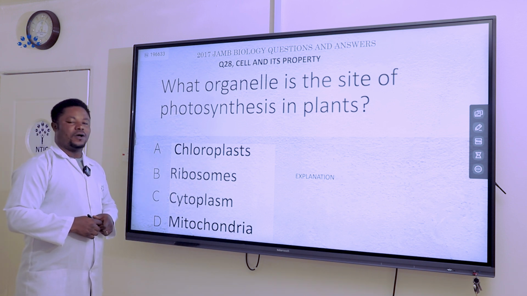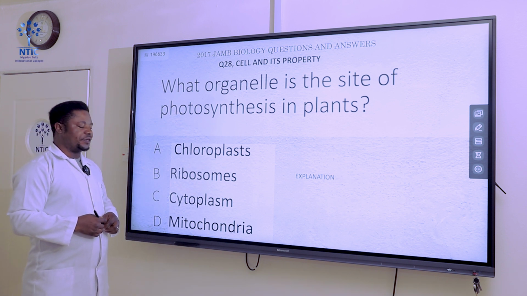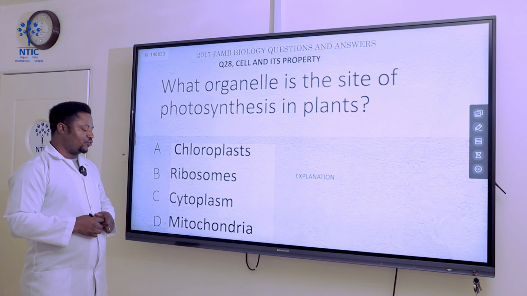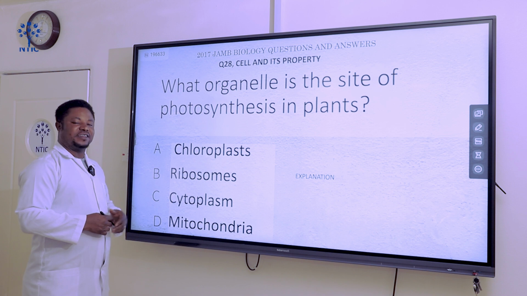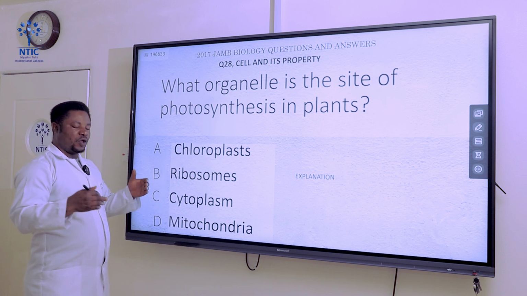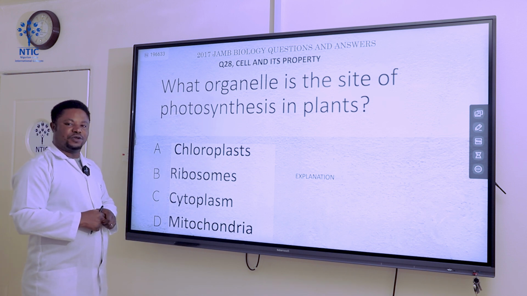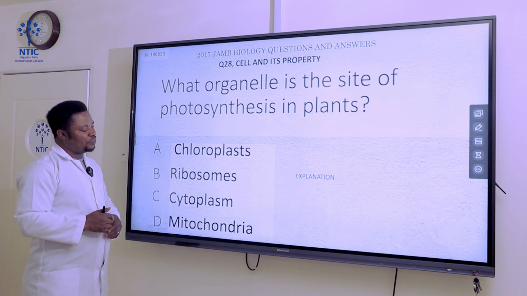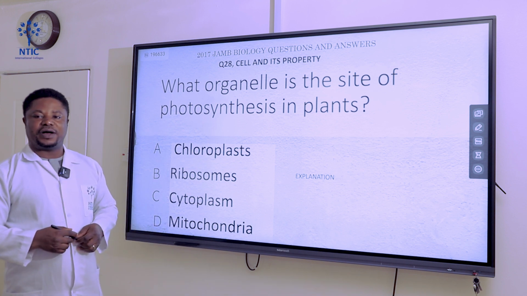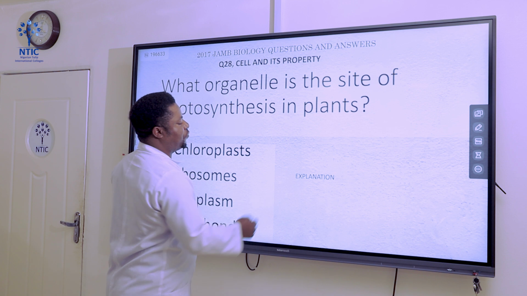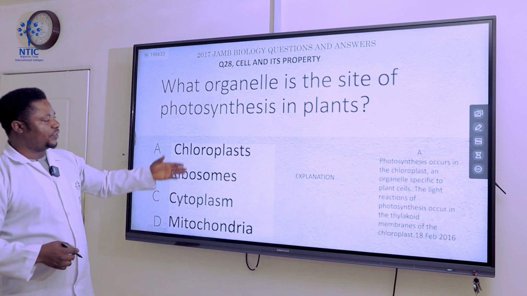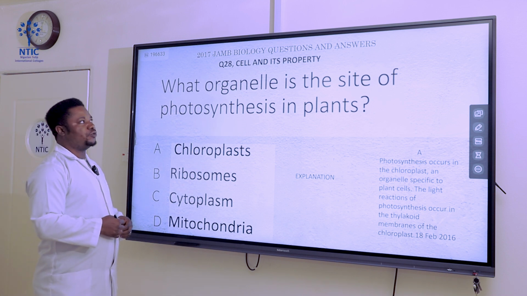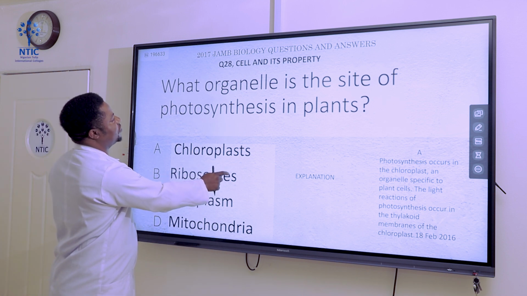Cytoplasm maintains all the parts of the cell, including the cytosol and excluding the nucleus. The cytoplasm and the nucleus collectively give you what we call the protoplasm. Mitochondria is just the powerhouse of the cell. If you look at this, you'll see a brief explanation that I've put for this. The correct answer is actually chloroplast. Let's move to the next question.